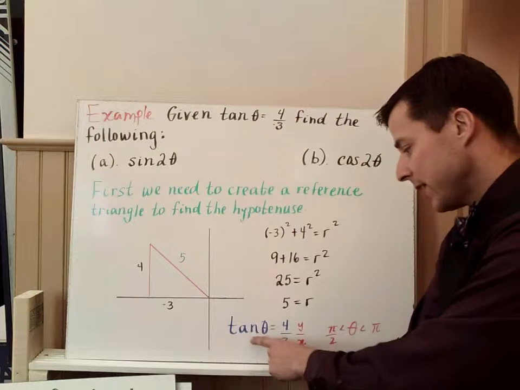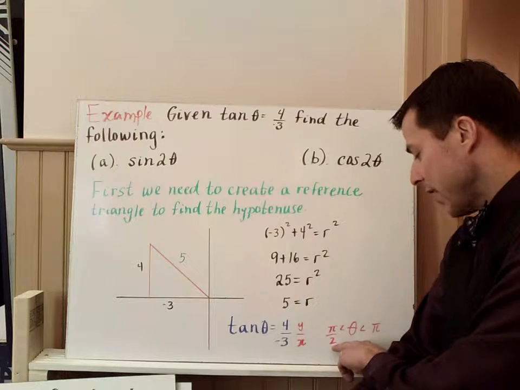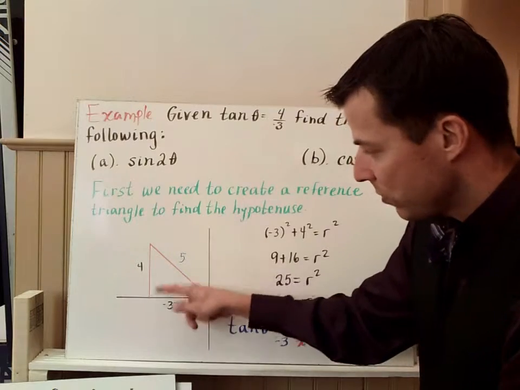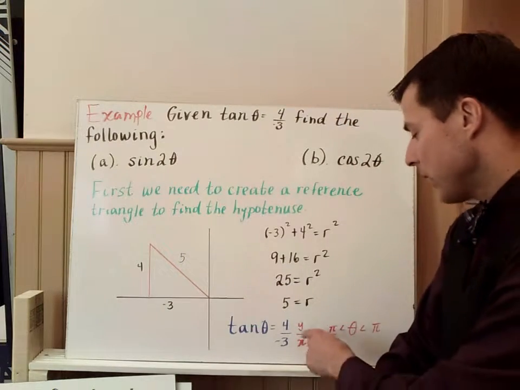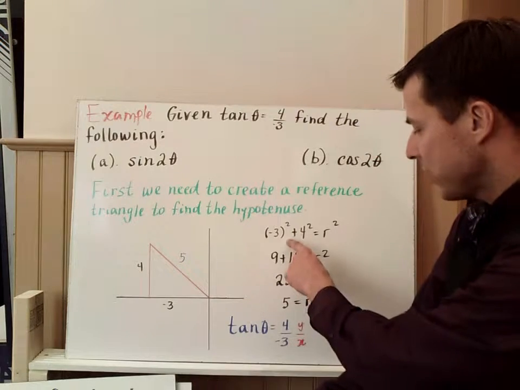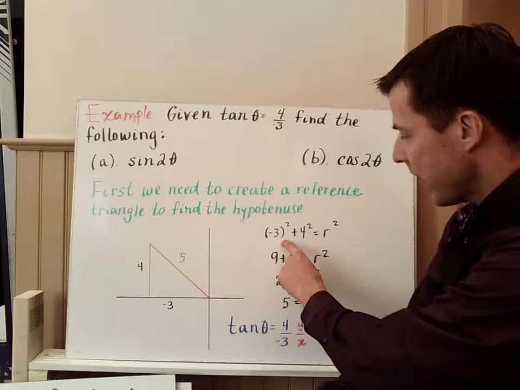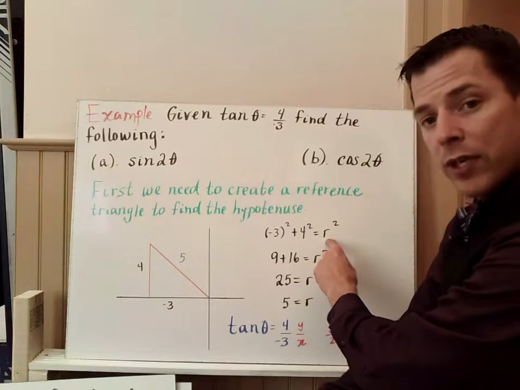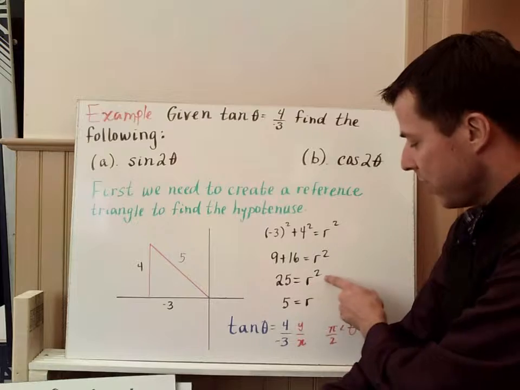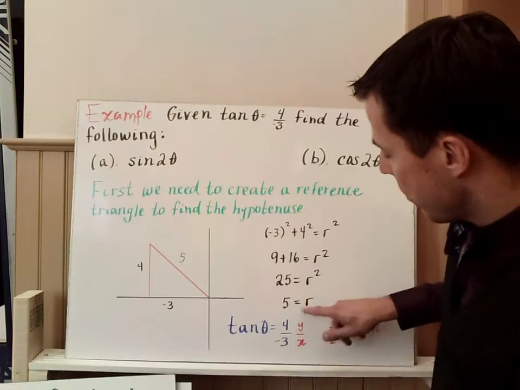It's important to realize that the angle I'm looking at here is between pi over 2 and pi. I'm in the second quadrant. So between pi over 2 and pi is the angle measure. To find the missing radius, I have to use the Pythagorean theorem, which I've shown here. So we have negative 3 squared plus 4 squared equals r squared. That's 9 plus 16 equals r squared. 25 equals r squared, and so r equals 5.